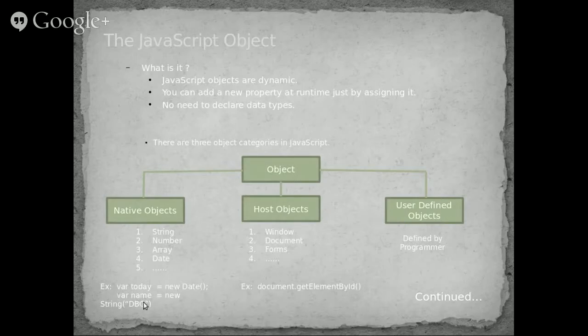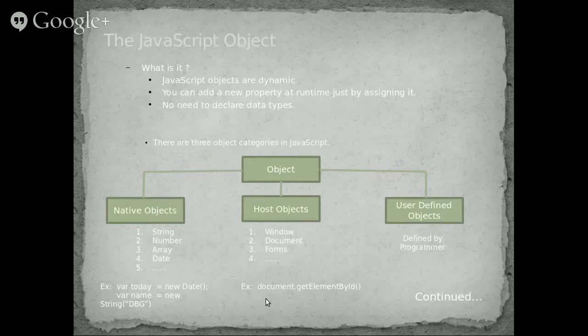Host objects are actually provided by the browser engine to the JavaScript engine when a page is loaded. That is why we can use document.getElementById to fetch an element from the HTML document. How many of you know that? The document.getElementById method.